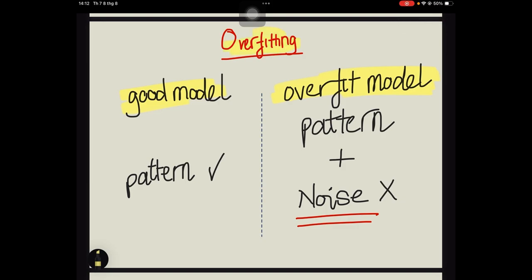It means memorizing every past exam question. You score perfectly on practice exams, then the real exam changes slightly, suddenly your performance collapses. That's overfitting. The model learns not only general patterns, but also random noise. It becomes excellent at explaining history and terrible at predicting the future.